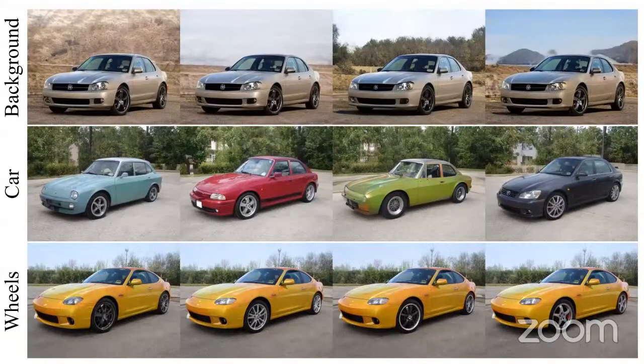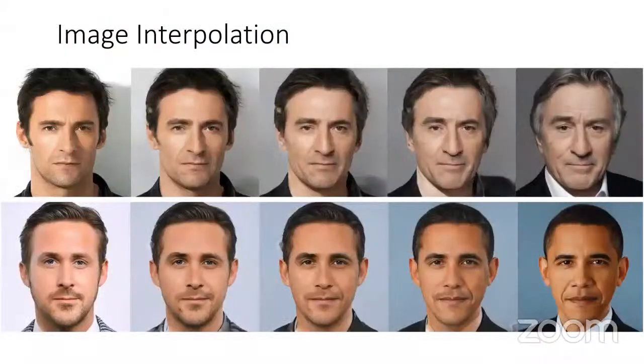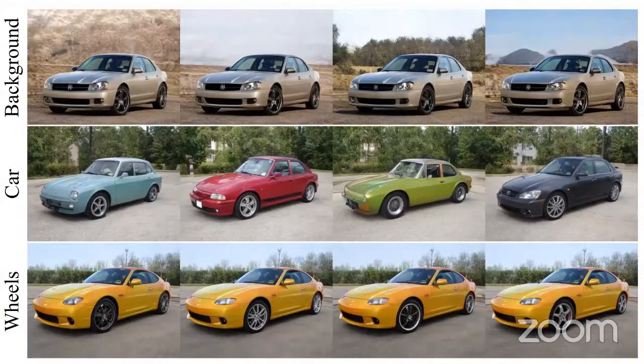And this is some more fancy interpolation in style space. This is a paper, StyleFusion, from Danny's group. What they try to do is not a simple interpolation, but basically use an MLP network to do a more fancy interpolation.